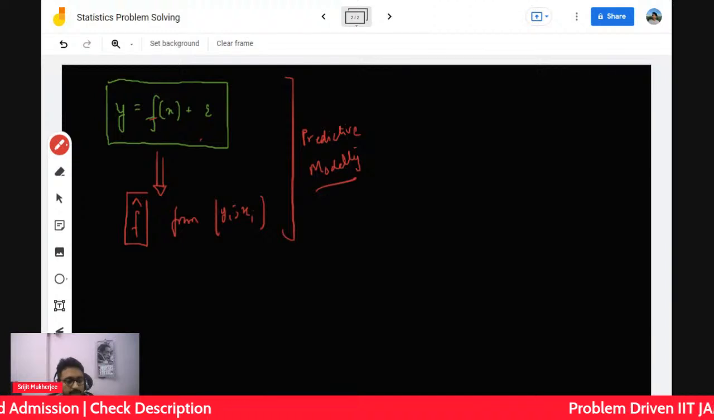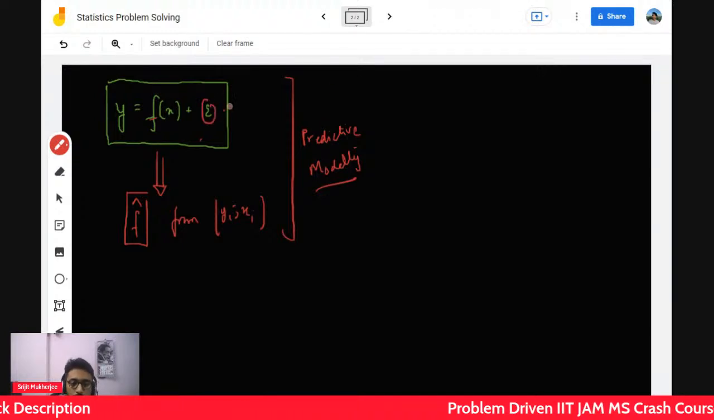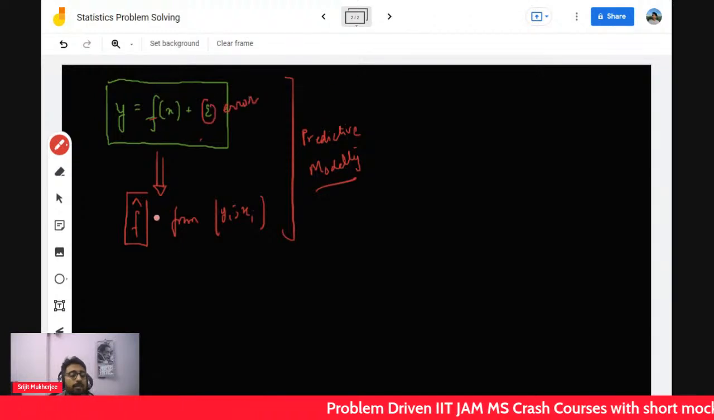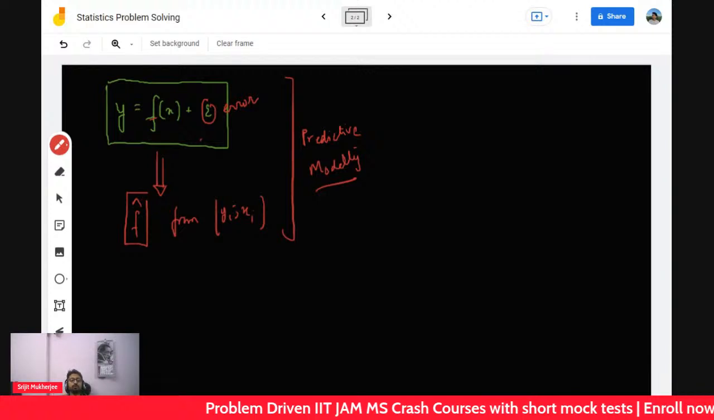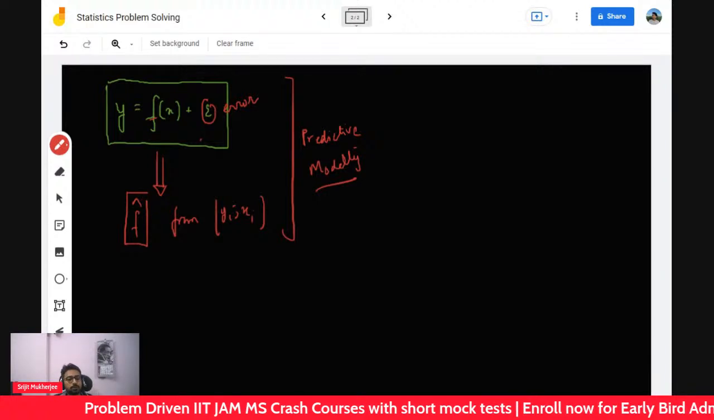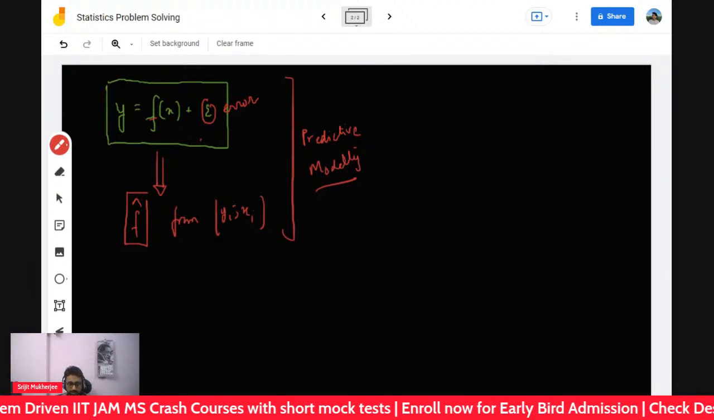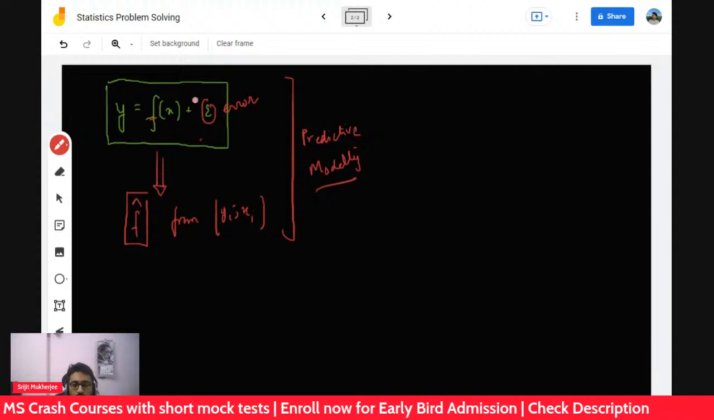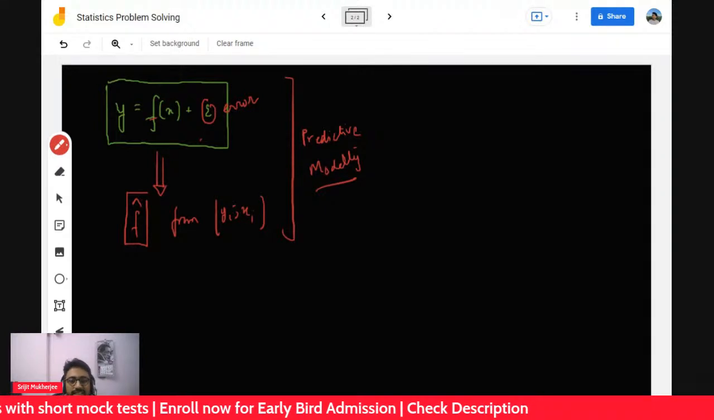We have y is equal to f(x) plus epsilon. This is the error part, and from that we need to capture the f hat. Okay, the best possible f hat. This is the basic idea. So now the best and the easiest function in the world is nothing but a linear function.